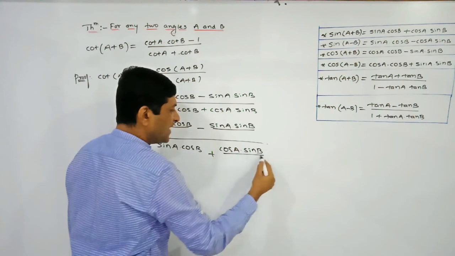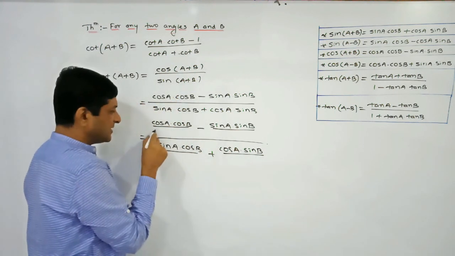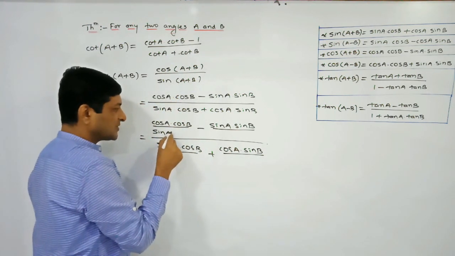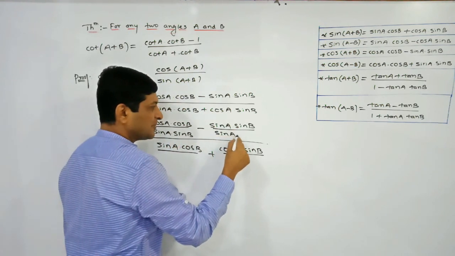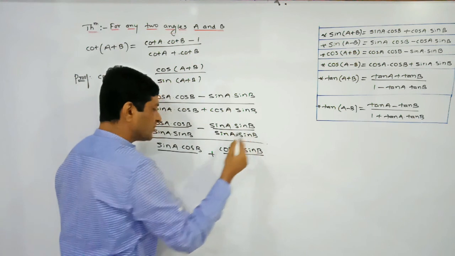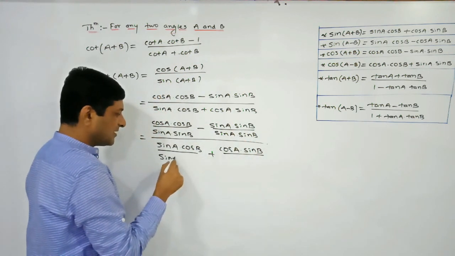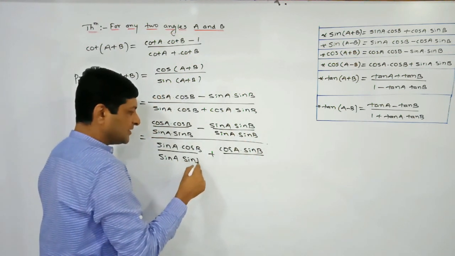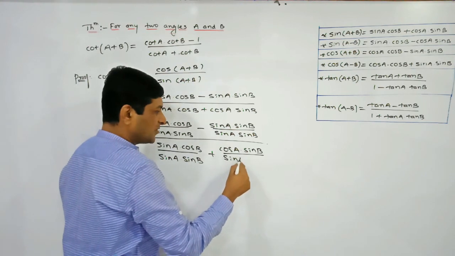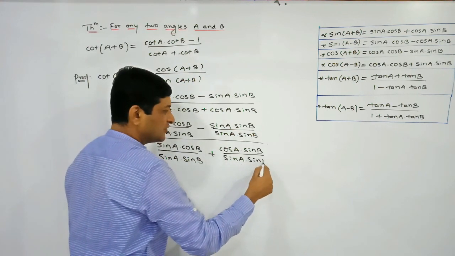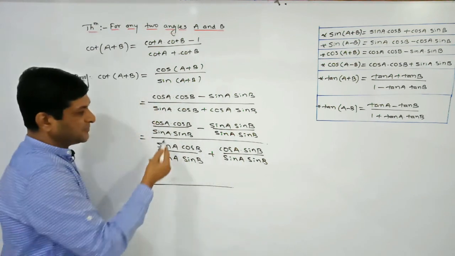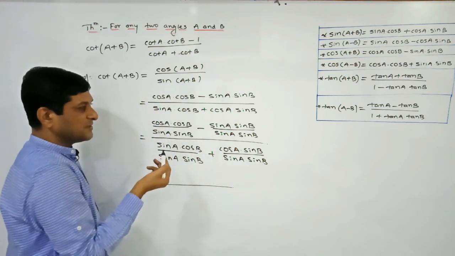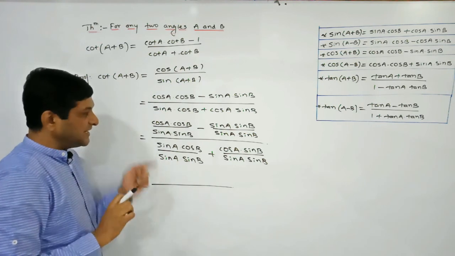I am simply dividing the numerator and denominator by sin A into sin B to get our required result. So divide the numerator by sin A into sin B, and that's why we are dividing the denominator also by sin A into sin B. Let us see what we get. If you observe the first term, check which terms will get cancelled. Not a single term will get cancelled here.